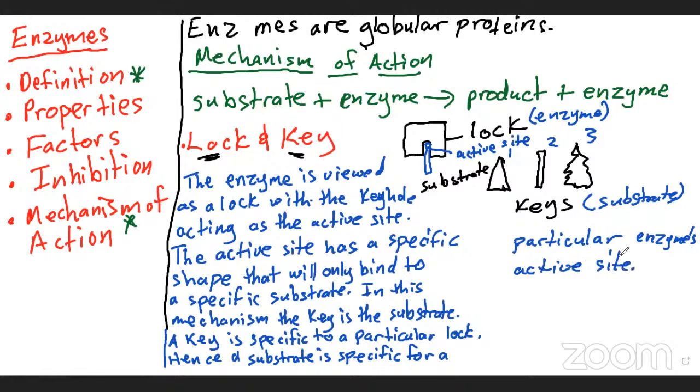No, you don't have to remember this word for word. If you can remember that the enzyme is the lock, the keyhole is the active site, and the key is the substrate, you can put it in your own words.